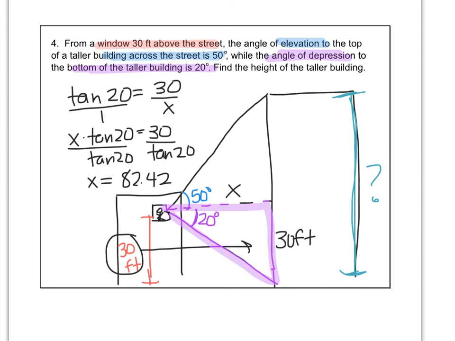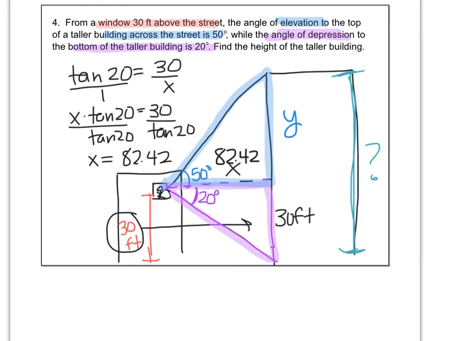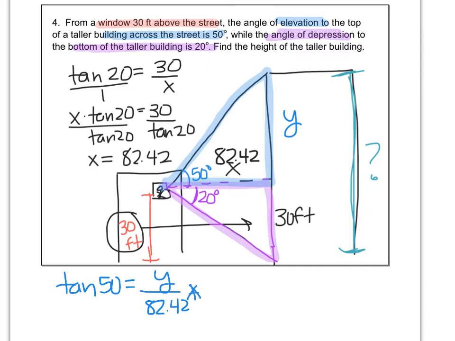And then we need to use the other triangle in the picture, not the bigger triangle, but the other triangle. We're going to use this triangle, and we're going to use that 82.42 in the picture, and we're going to find this side y right now. So if I'm using that triangle, I'm going to again use tangent as opposite and adjacent. It would be tangent of 50 is equal to opposite y over adjacent 82.42. We'd multiply each side by 82.42.